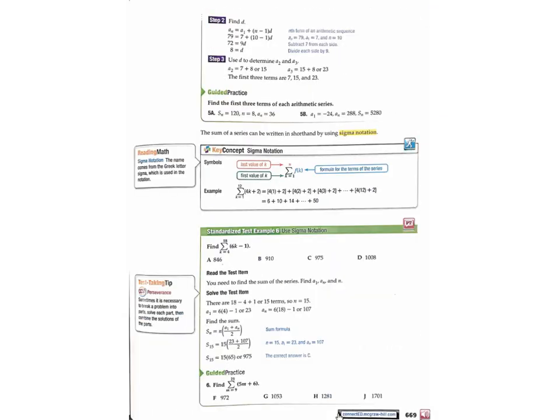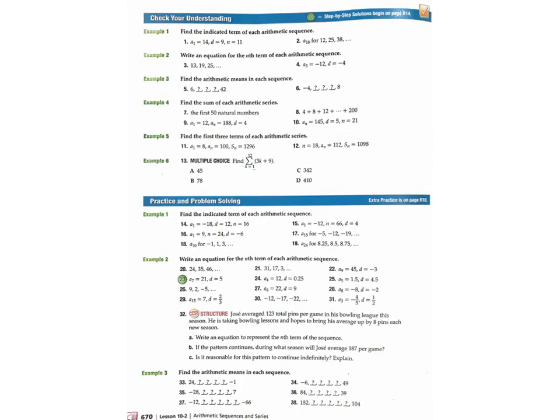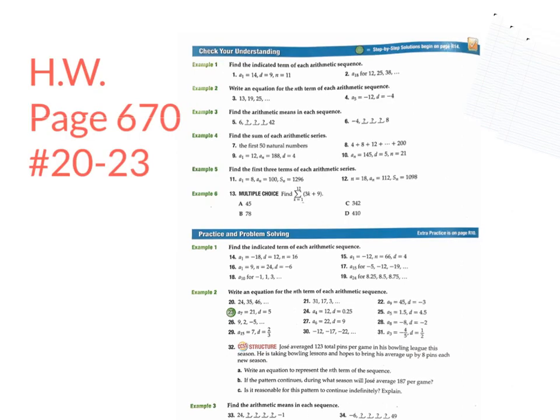So let me go to page 670. This is where we're going to get our homework assignment for today. And let's focus in just on those example 2 type of questions where we create or we find the equation that produces the sequence. So your homework assignment will be to do numbers 20 through 23. That's right, just 20 through 23.